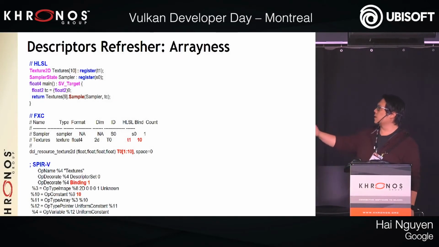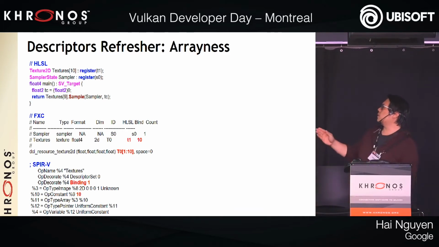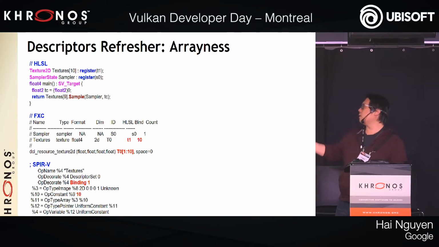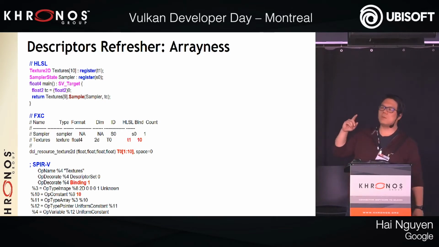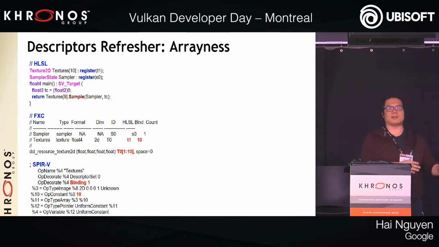And the next thing is arrayness. So here's a very simple shader, and it has an array of textures of 10. So it starts at T1 and goes for 10, T1 to T10. And if you look at the FXC generation, it creates all 10 registers. But in Vulkan, it only creates one binding with an array of 10. And so if you're debugging and you have to go to the SPIR-V level, you don't freak out. It's there. The array behavior is exactly the same.